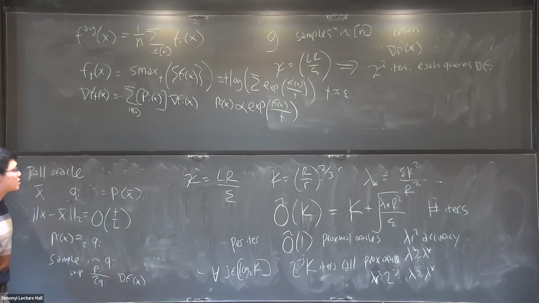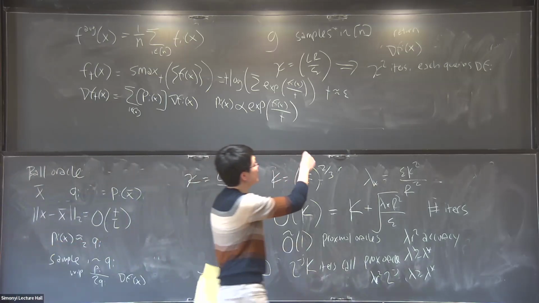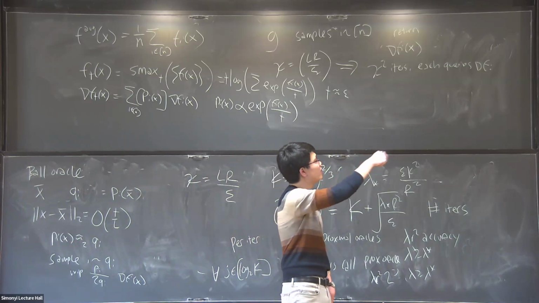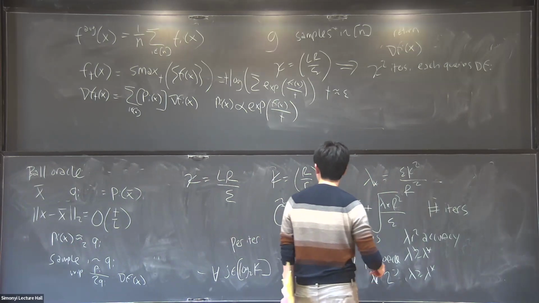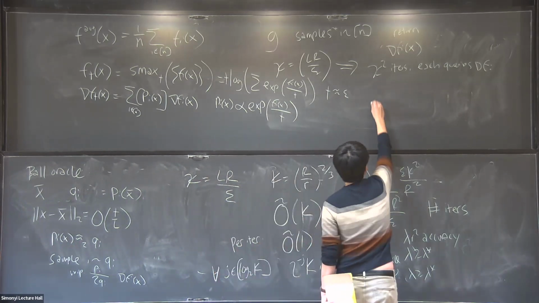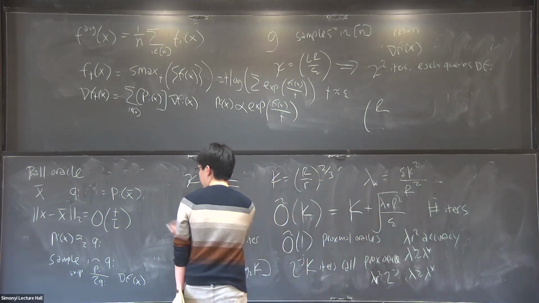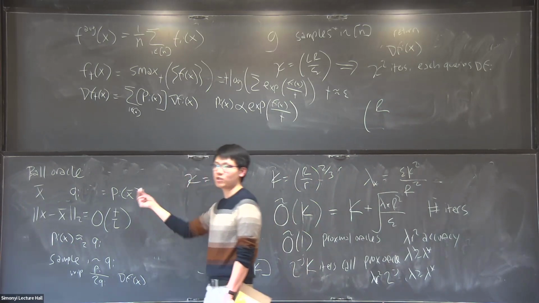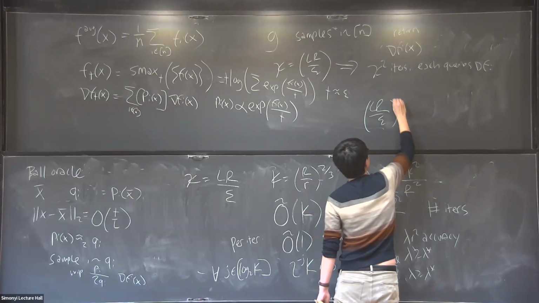So what's the cost of this algorithm? Before, to do the average case, I needed kappa squared iterations, each of which queried grad fi once, right? Now what do I need? Well, let's see. I need capital R over little r to the 2/3, right? So recall, what is little r? Little r is something like t over L, right? And t is like epsilon, right? So this is LR over epsilon to the 2/3.